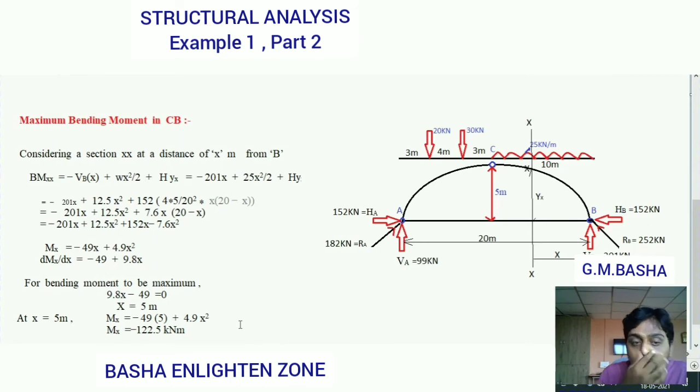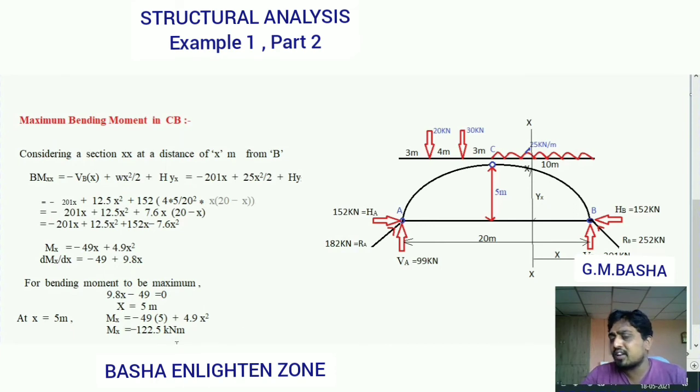So in the right half of the span, the bending moment at x will be equal to 122.5 kilonewton meter. Similarly, you have to find out the maximum bending moment in the left half of the span. Already in the left half of the span, we know the value up to 5 meters distance. That one will be equal to 115 kilonewton meter.